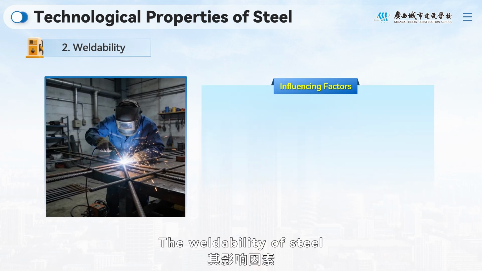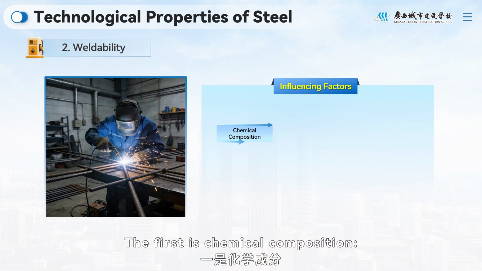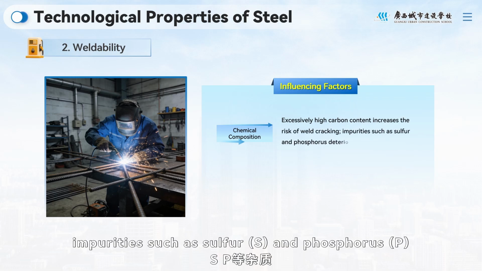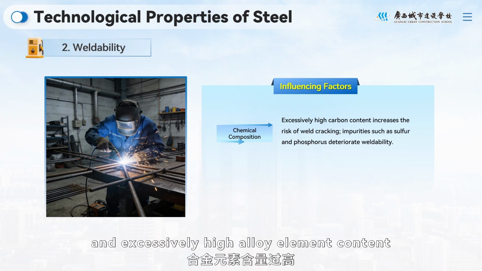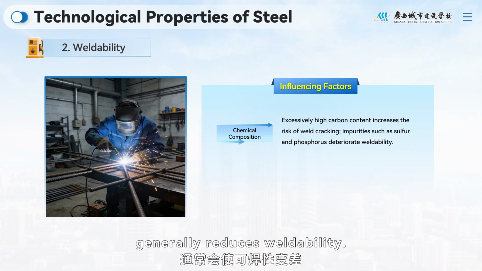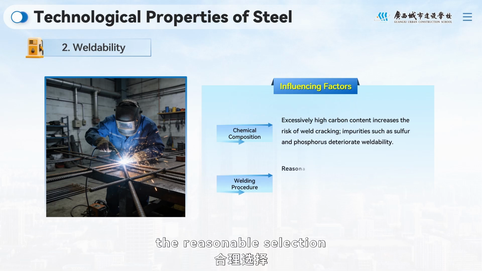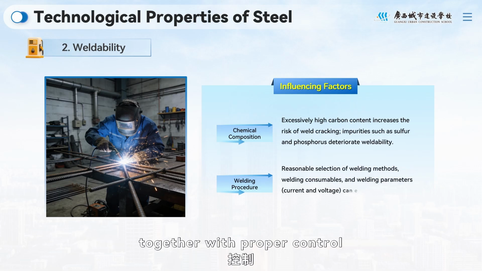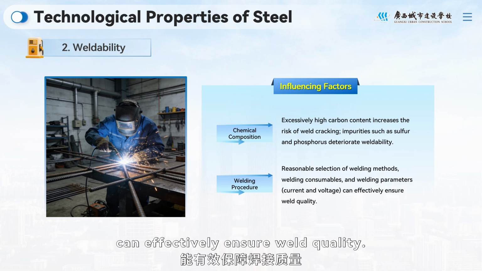The weldability of steel is primarily influenced by two factors. The first is chemical composition. Excessively high carbon content increases the risk of weld cracking. Impurities such as sulfur and phosphorus deteriorate weldability, and excessively high alloy element content generally reduces weldability. The second is welding procedure. The reasonable selection of welding methods and welding consumables, together with proper control of welding parameters such as current and voltage, can effectively ensure weld quality.